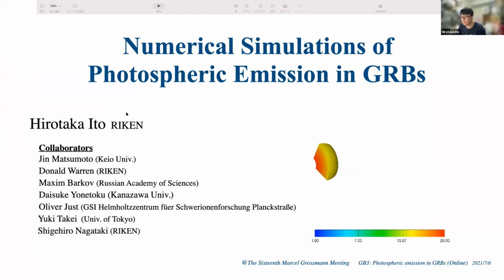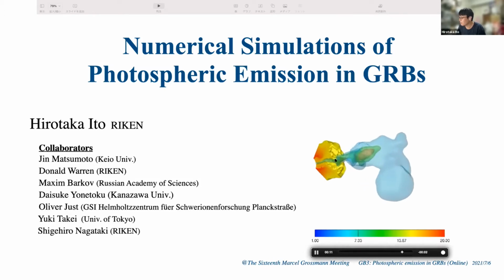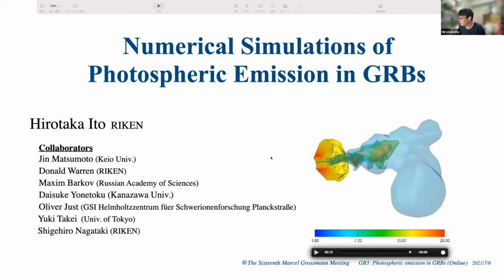Hello, everyone. I'm Hirotaka Ito from Riken. First of all, I'd like to thank the organizer for giving me an opportunity to talk in this session. So today I'll talk about my study on the photospheric emission based on the numerical simulation. This is one example of the simulation, which is showing a relativistic jet digging through the massive stellar envelope. And based on such a simulation, we perform a radiation transfer calculation to evaluate the photospheric emissions.